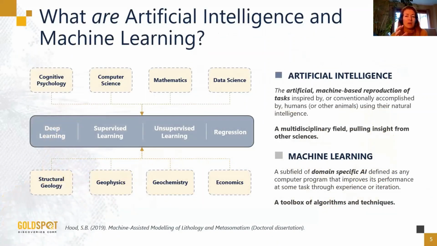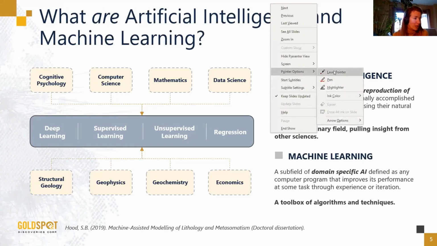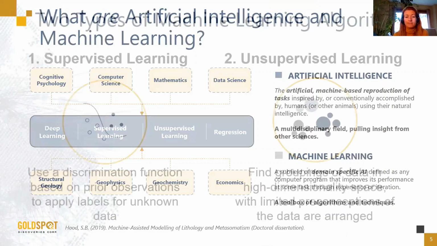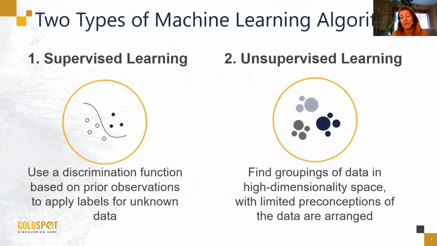So first we'll talk a little bit about artificial intelligence in general. Artificial intelligence is the computer-based reproduction of tasks, and machine learning is a subfield of domain-specific AI and can really be thought of as a toolbox of algorithms and techniques. Machine learning can be broken down into 4 major subdivisions: deep learning, supervised learning, unsupervised learning, and regression. So if you go to YouTube and you look up what is machine learning, this is what you'll get in your first lesson.